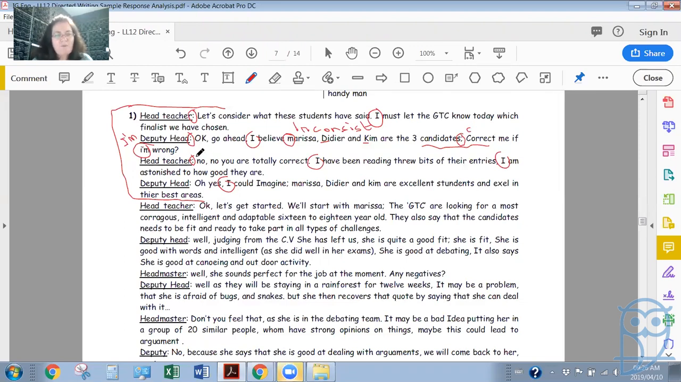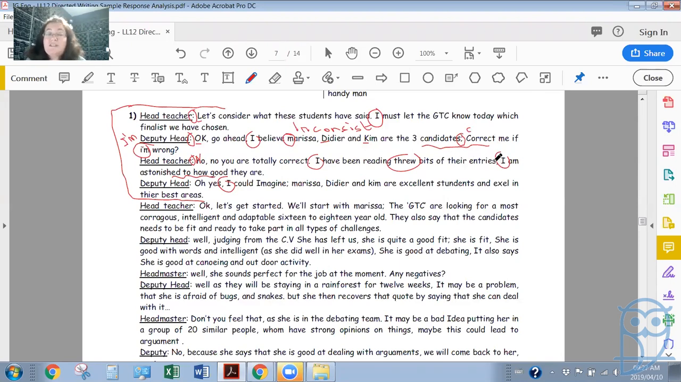And why not have this capitalized like everything else has been capitalized at the beginning of the dialogue? Why is that now small all of a sudden? No, you are totally correct. I have been reading through, you've probably picked up on that, bits of their entries, comma, I am astonished to how good they are. Okay, some strange or awkward expression that needs to be a bit more complete.